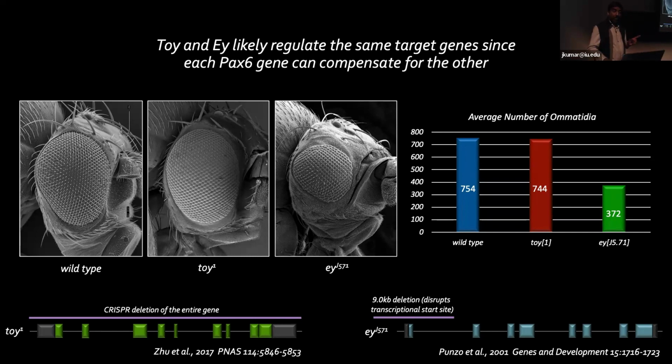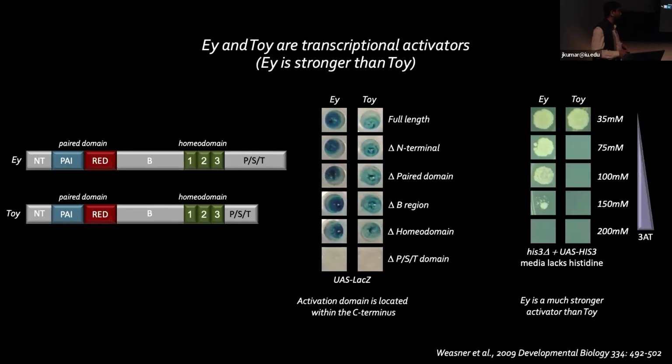And that data comes from a paper that we published about 15 years ago, in which a research associate in my lab, Bonnie Wiesner, had not only identified the PST activation domain within the C-terminals, she was able to show us that Eyeless was a much stronger transcriptional activator than Twin of Eyeless. So how do we do that?